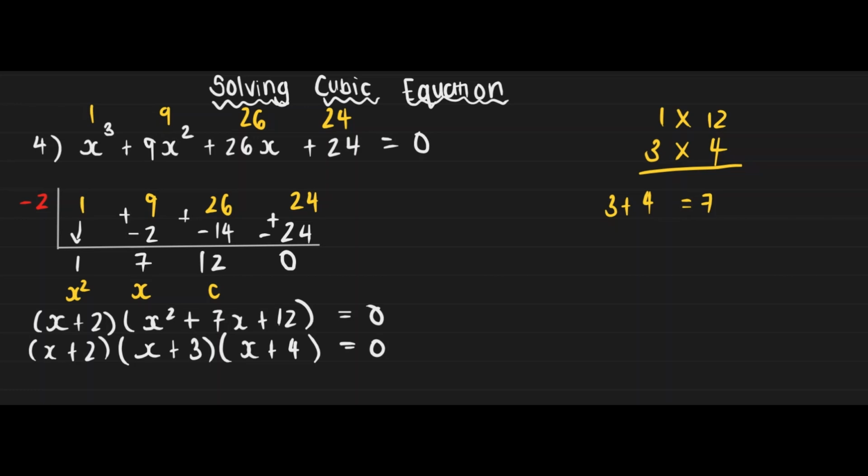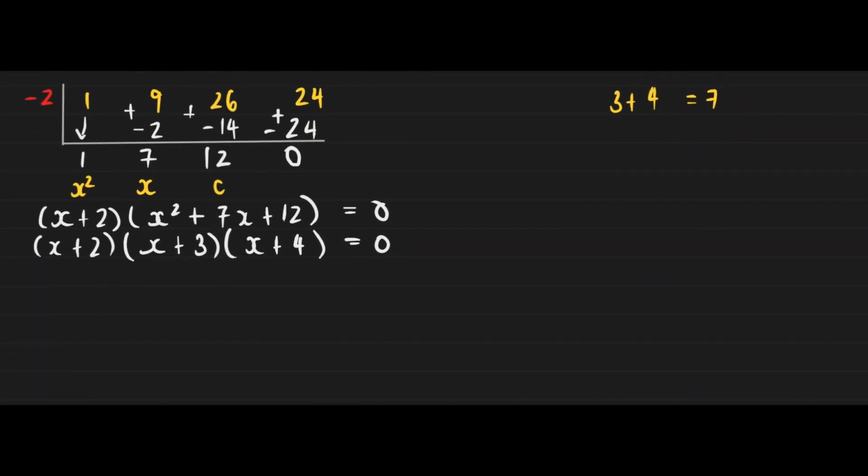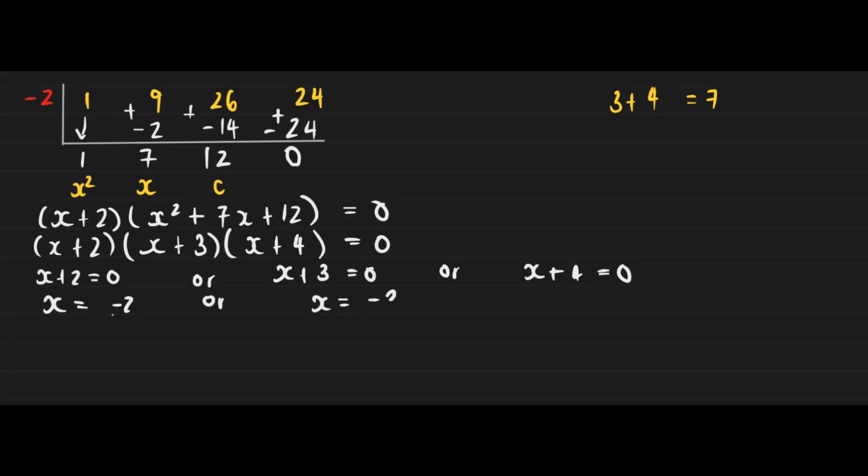So now, since we're solving cubic equations, we need to solve for them, right? So we're going to equate every bracket to 0. So you're going to have x plus 2 is equal to 0. Then the second one, x plus 3 is equal to 0. And the last one, x plus 4 is equal to 0. Then x is going to be equal to negative 2, or x is going to be equal to negative 3, or x is going to be equal to negative 4. And this will be your final answers.